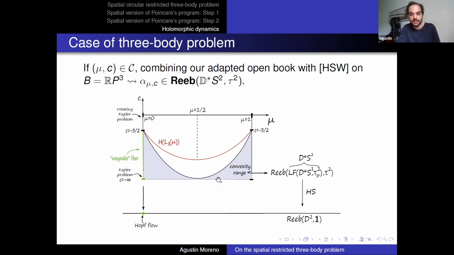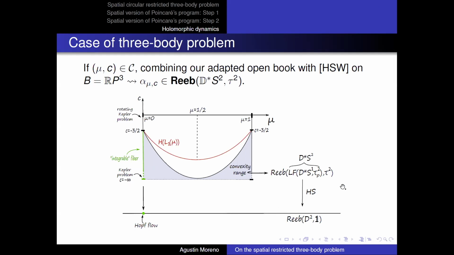So here's what it looks like. The convexity range is some subset of the low energy range, which contains integrable situations. So it embeds into the space of iteratively adapted contact forms, and you can project it down to S3. The integrable fiber is everything that projects down to the Hopf flow, for example the rotating Kepler problem. And as you move away from the integrable situation, you also move away from the integrable case in the quotient.